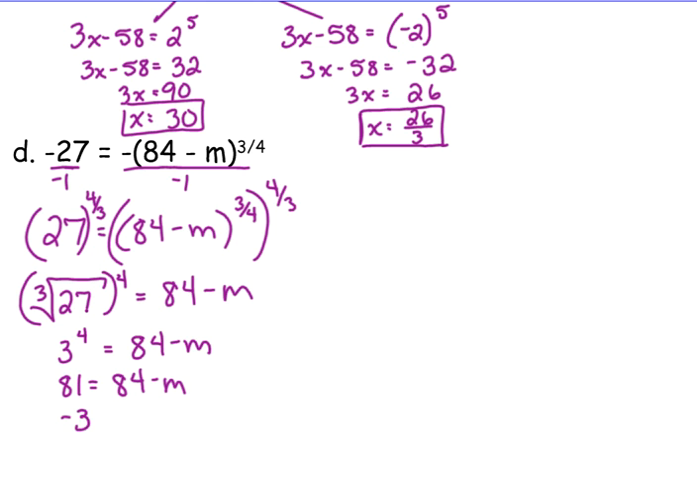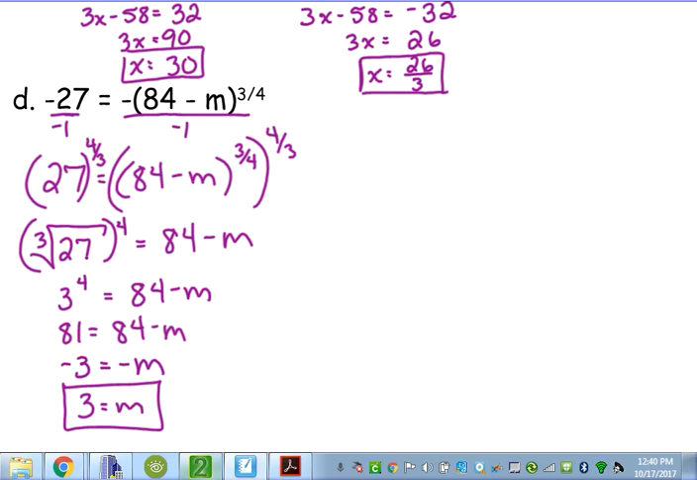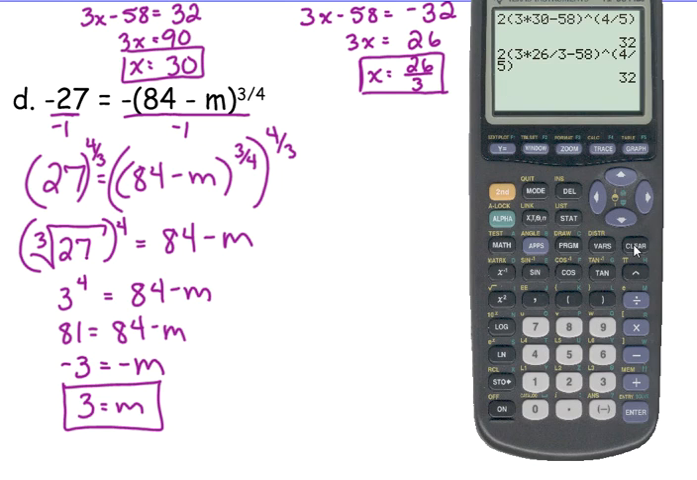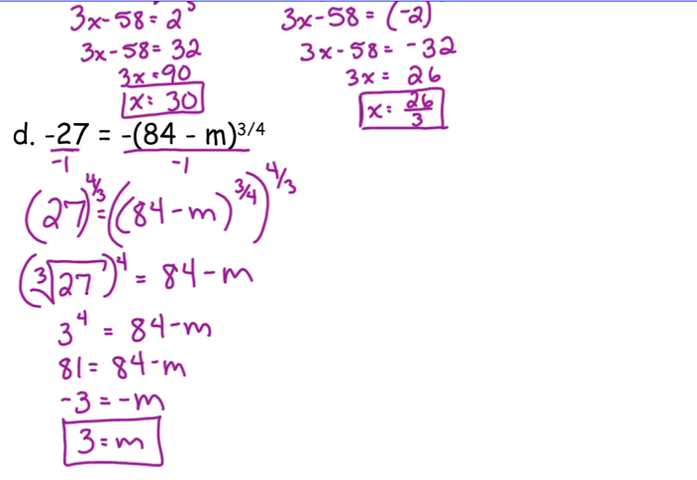So subtracting 84 gives us negative 3. Negative 3 is equal to negative m, so that means m is equal to positive 3. I should not have put it in a box yet because I've got to check it and make sure. But usually there's not an issue. But you never know. It could surprise you. Okay, it gives us negative 27. Okay, we're good. Makes sense? Pretty simple.